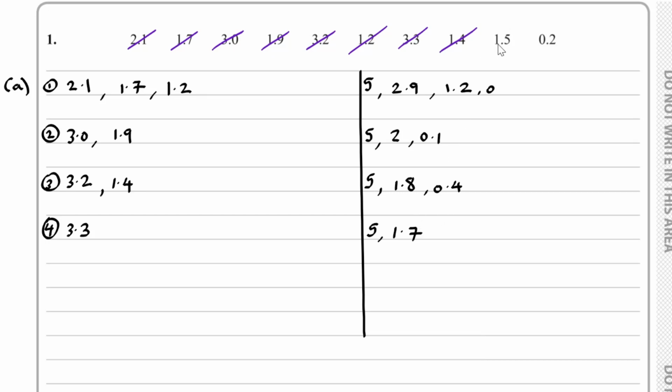Let's now look at this 1.5. It can't fit into the first bin, we've got a capacity of 0. It can't fit into the second bin, we've got a capacity of 0.1.